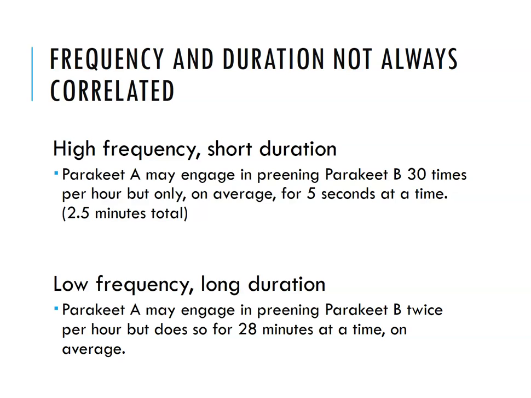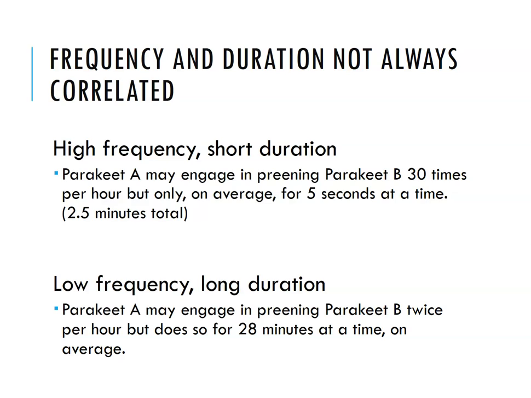2.5 total minutes out of that whole hour. Conversely, you can also have a low frequency with a longer duration. So that same parakeet on another day may have engaged in preening parakeet B twice in 1 hour, so a low frequency. But those few preening periods lasted for a long time, so 28 minutes at a time. So that's pretty much the entire duration of the observation. So low frequency with a long duration versus high frequency with a short duration.